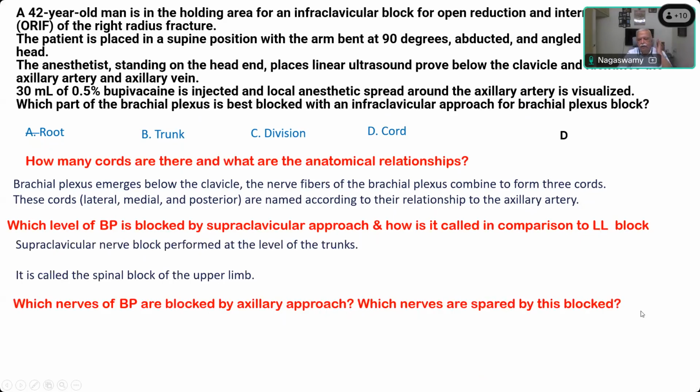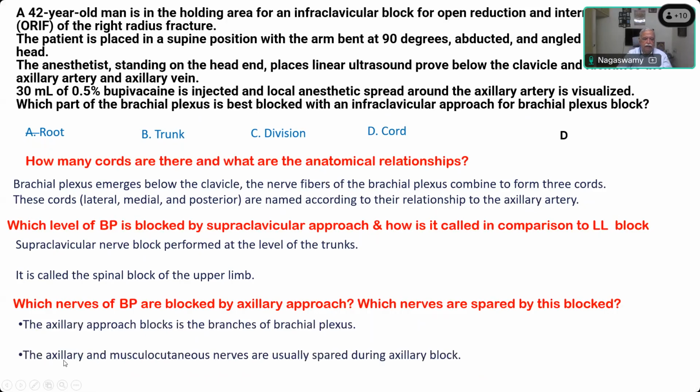Which nerves of the brachial plexus are blocked by the axillary approach? Which nerves are spared by this block? So, median nerve, radial nerve and ulnar nerve, and all the muscular branches, okay? The axillary approach blocks the branches of the brachial plexus, but the two nerves which can be missed are axillary and musculocutaneous. Okay?